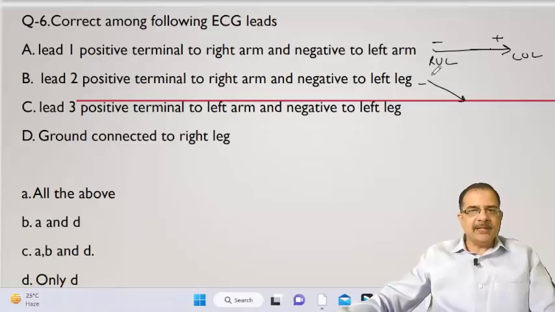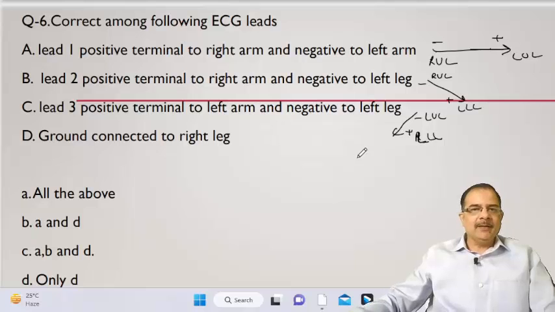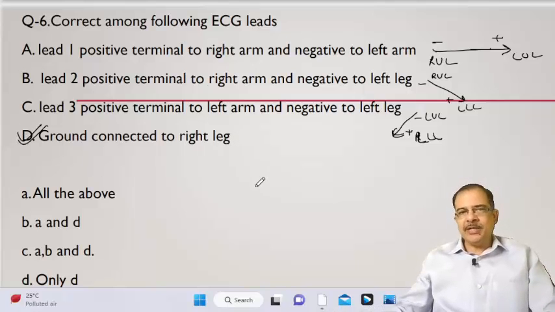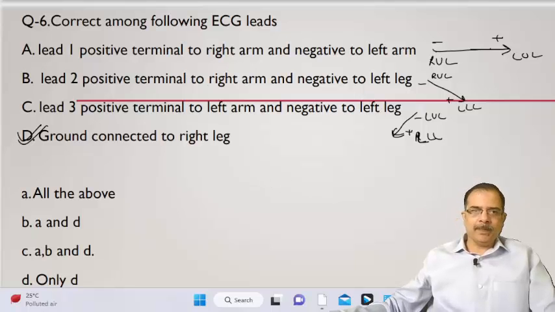Negative terminal is right upper limb and positive terminal is left lower leg. While lead 3 is negative terminal left upper limb and positive terminal is left lower leg. While the right lower leg is not used for making the connection, ground is connected, it is used for earthing purpose. So only D option is correct here.